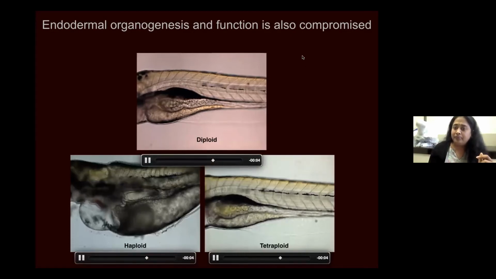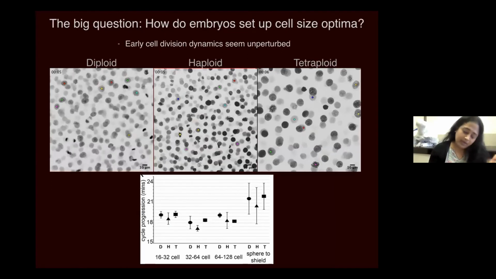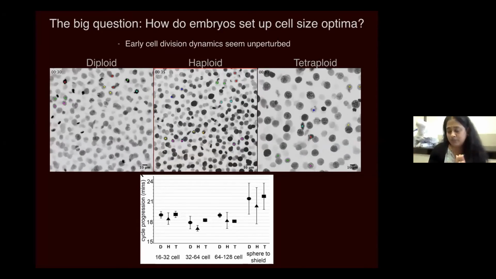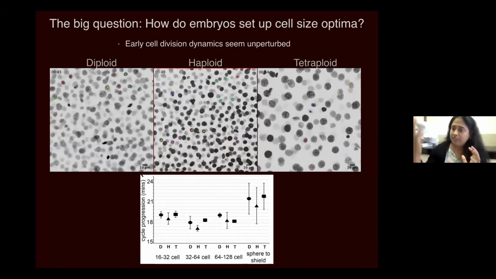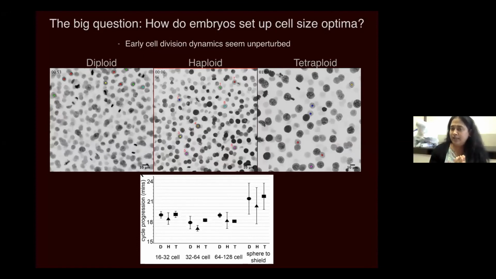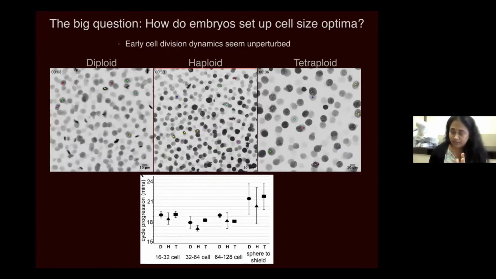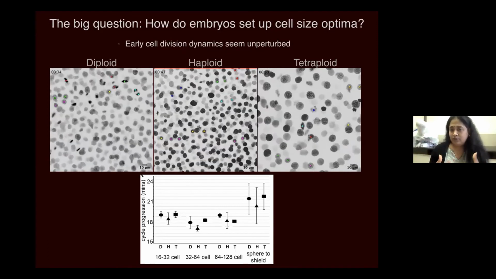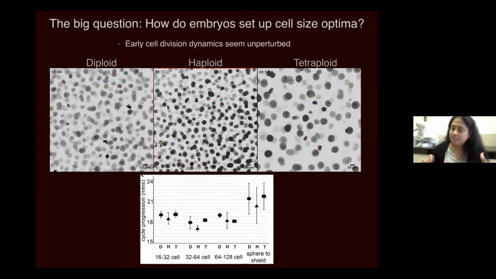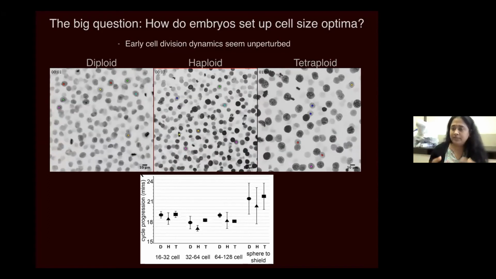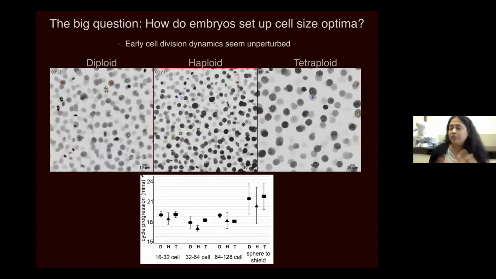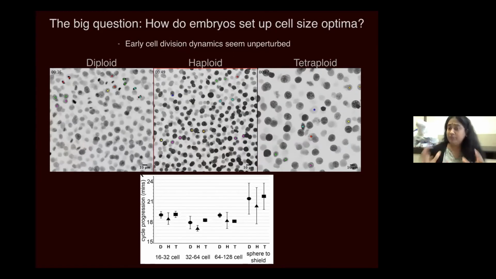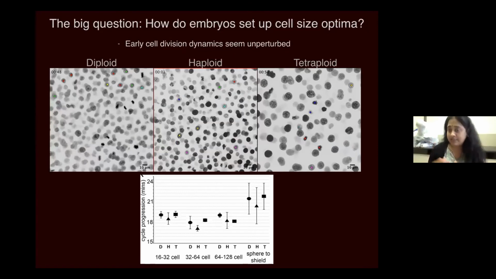Now, in addition to all of these, I had a question at the very beginning. When we were seeing all these perturbations, the overarching question in our head is, forget haploid and tetraploid conditions, how does a normal embryo generate a collection of differently sized cells, a heterogeneous group of cells, but there is still an optima? So how is this optima set? How does an optimal collection of sized cells emerge?